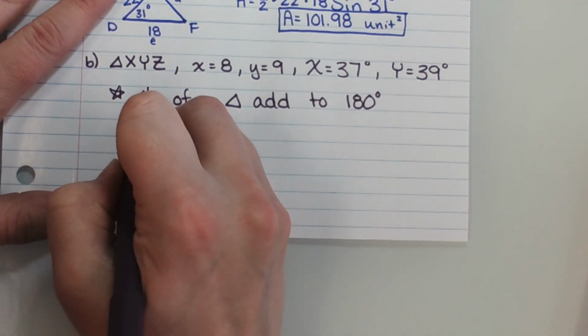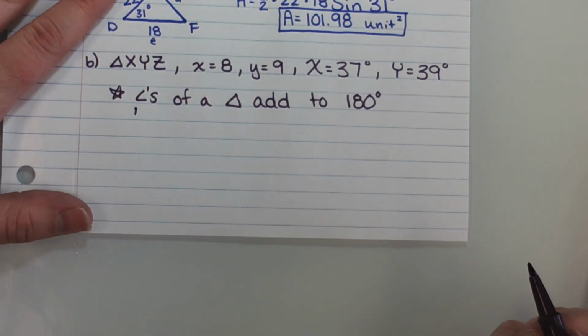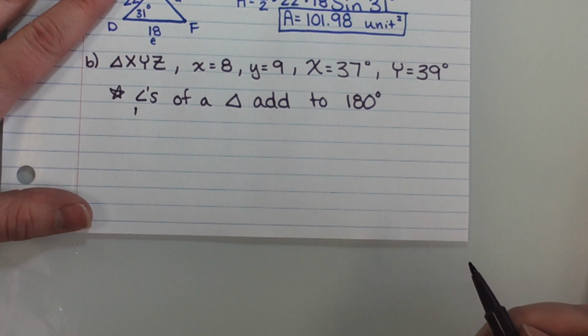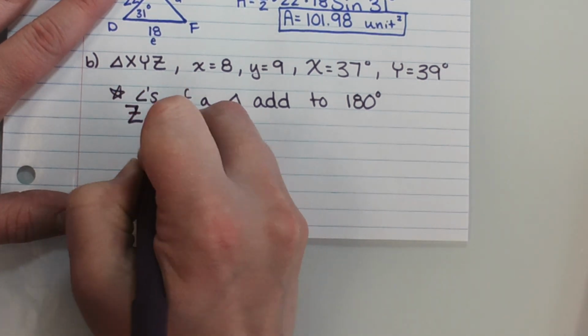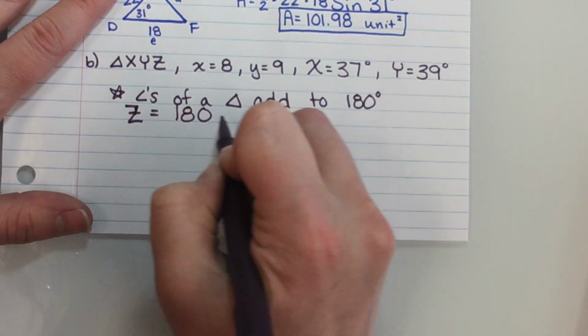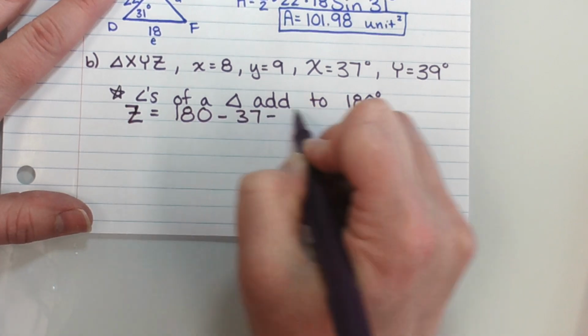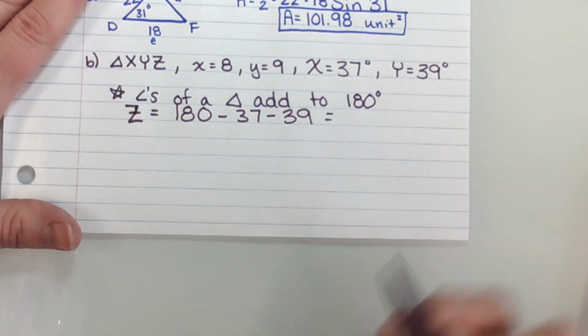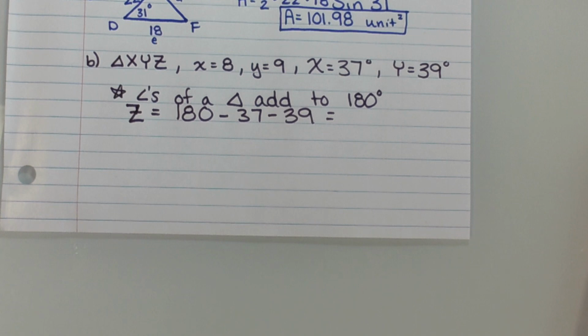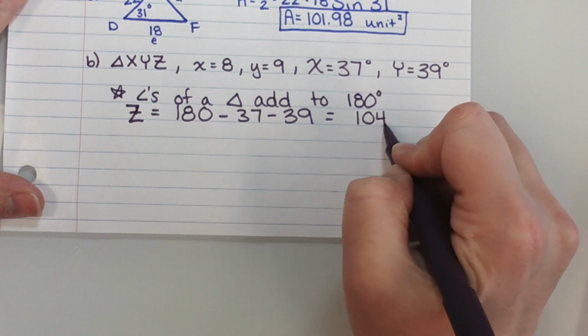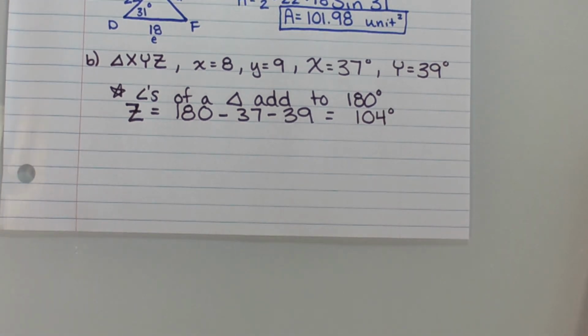So, what's the missing angle's name, by the way? Z. Capital Z specifically. Z is 180 minus the two angles I know. By the way, how do I know that it's the 37 and the 39 that are the angles? Capital letters, and they have the degree symbol. Both of those things. Okay, so angle Z is 104 degrees. Definitely not a right triangle. It's an obtuse triangle because it's got an obtuse angle in it.